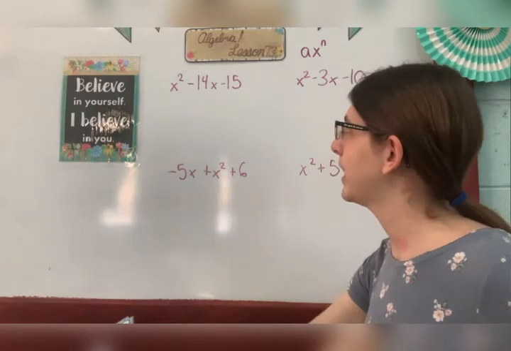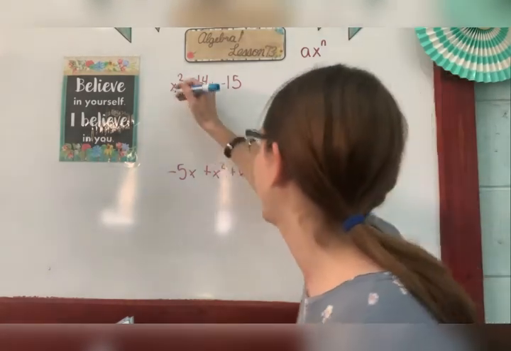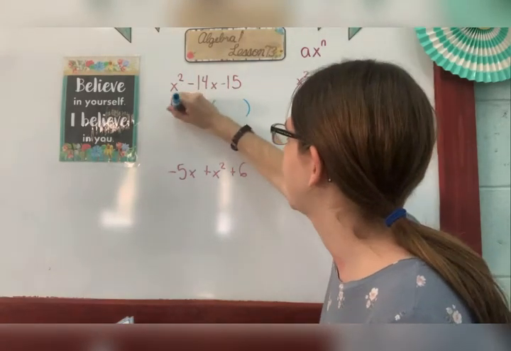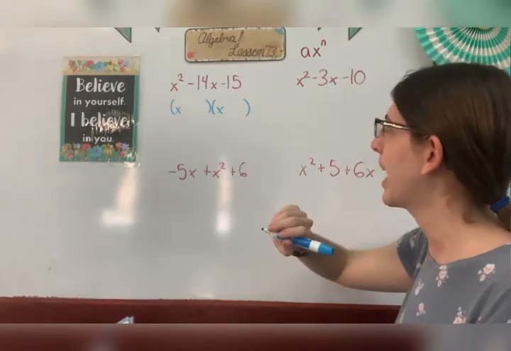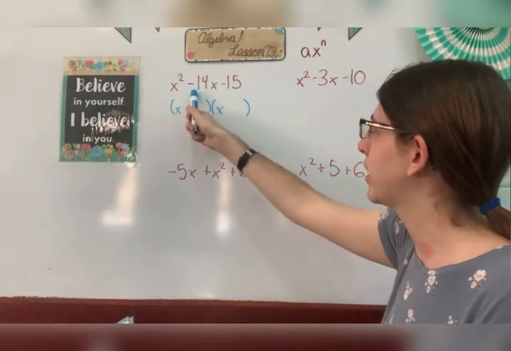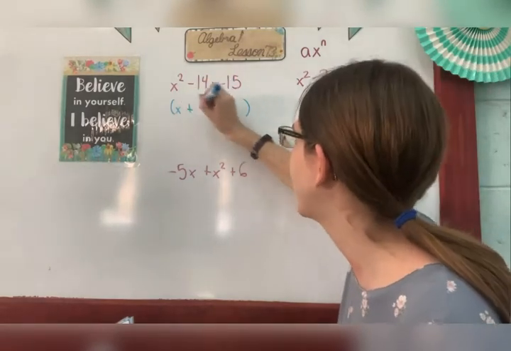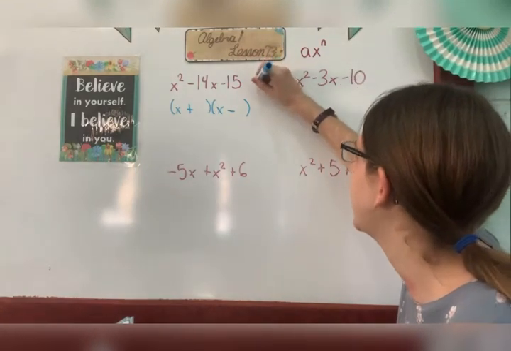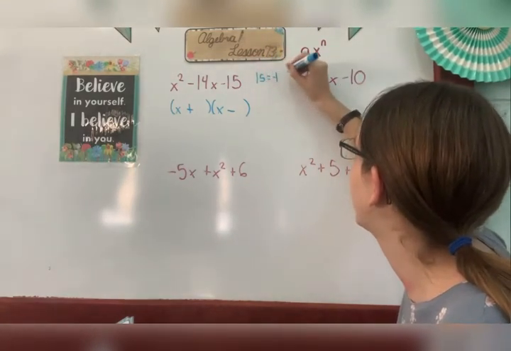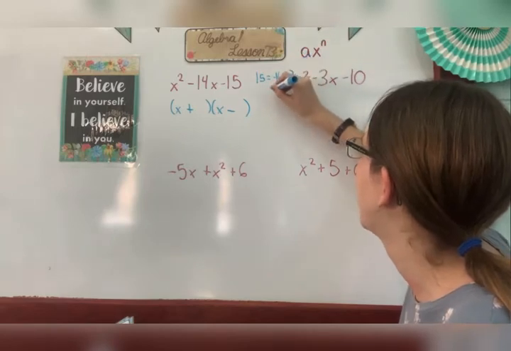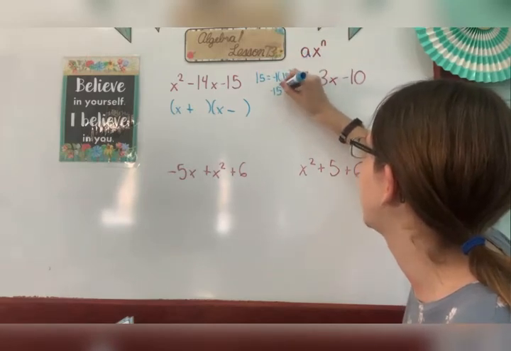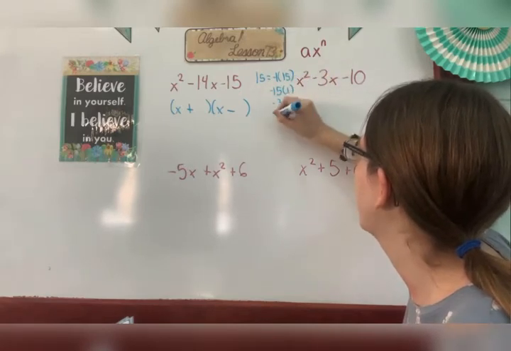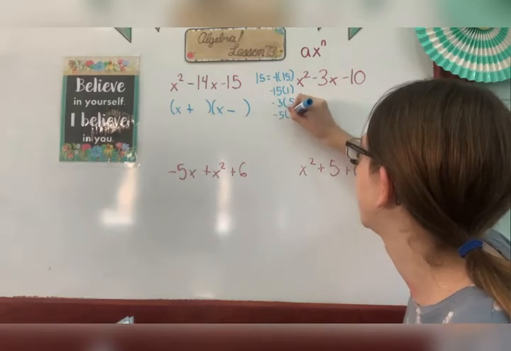x squared minus 14x minus 15. So I'm going to set this up. I know that the first term has to be x times x. Then I have negative 15, negative 14. Since this one is negative, one has to be positive, the other has to be negative. So my factors of 15 could be negative 1 times positive 15, or negative 15, excuse me, times positive 1, negative 3 times positive 5, or negative 5 times positive 3.